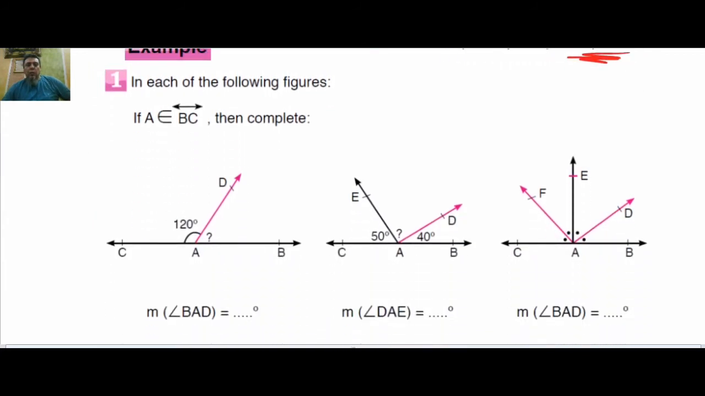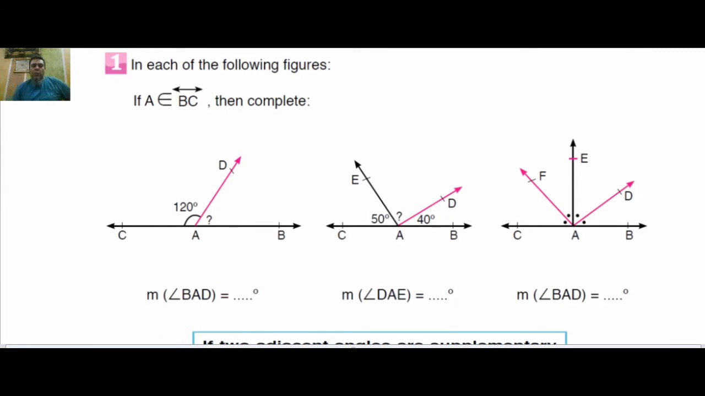Example: in each of the following figures, A belongs to straight line CB. Find the measure of angle BAD. We notice that the two angles BAD and DAC are formed by a straight line CB and a ray AD, so the two angles are supplementary. Supplementary means 180 minus 120 equals 60 degrees.